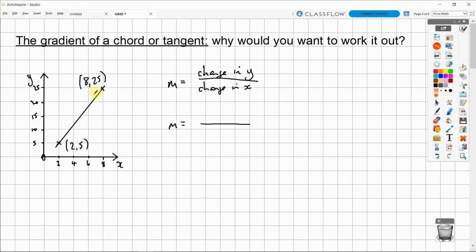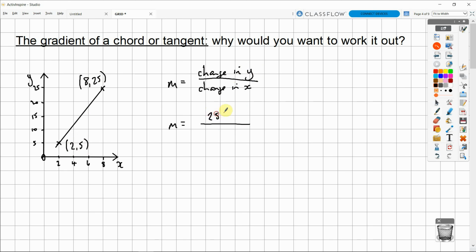Now you should know that it's important to be consistent. If I'm going to say 25 take away 5 for the change in y, then I must move in the same direction for the x values. I must then say 8 minus 2. If I want to be a little bit awkward, because I'm going to get negatives, I could do 5 take away 25 for the change in the y values, as long as I follow it up in the denominator with 2 minus 8. It doesn't matter which way round you go, as long as you're consistent for both of them. It's also critical, I hope it's obvious, that you get this the right way up. If you decide to flip that fraction, everything's wrong.